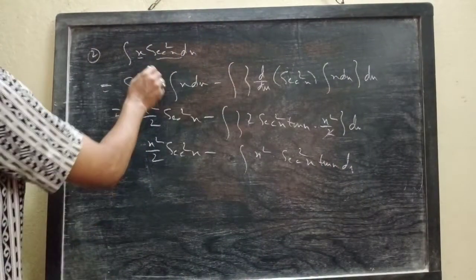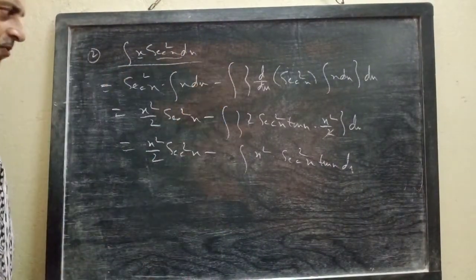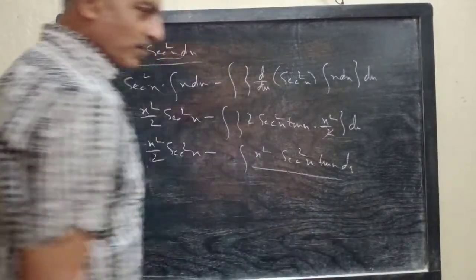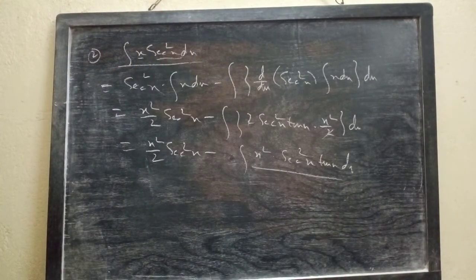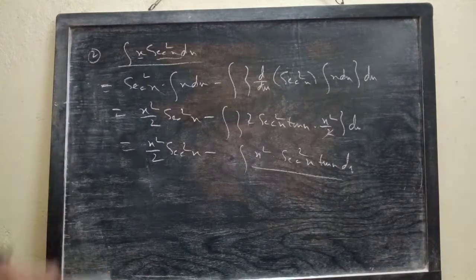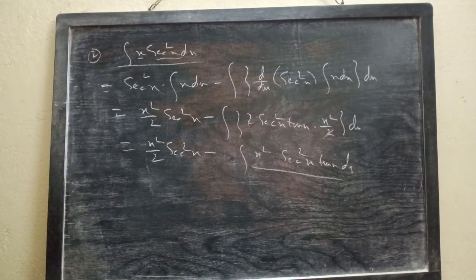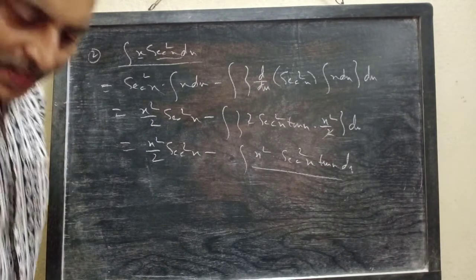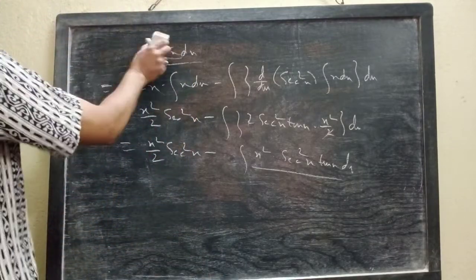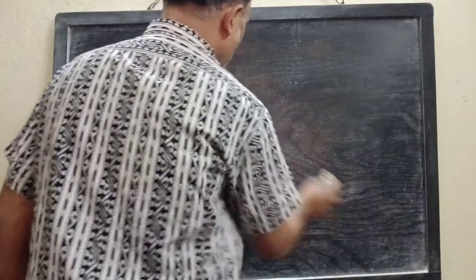Look, initially the integral is in this form. Now it becomes more complicated. That's why we are choosing x as the first function and sec square x as the second function. After doing a few problems, you can understand it well. Let me do some more problems.